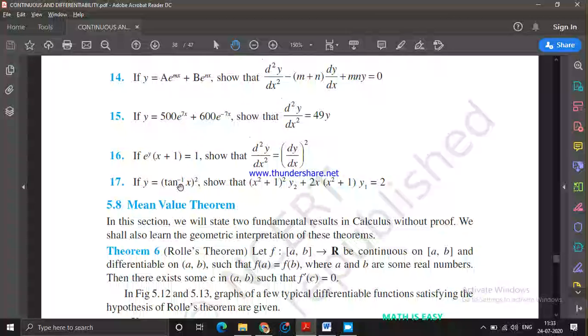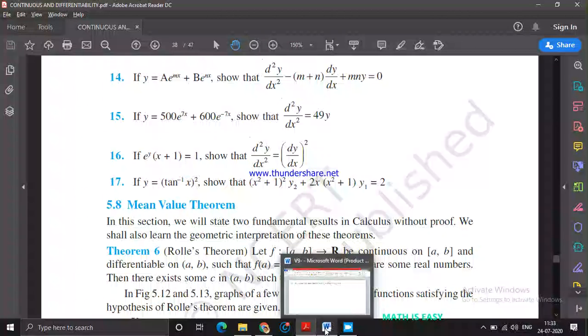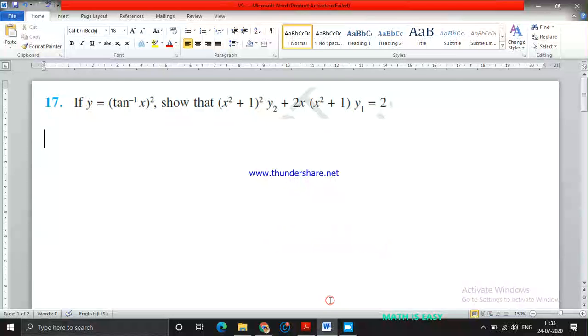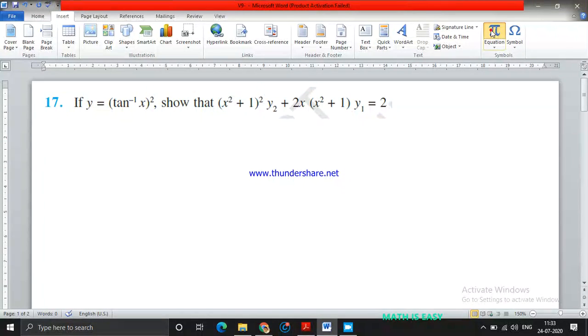y equals to tan inverse x whole square, then show that (x square plus 1) whole square y2, that means d square y by dx square, plus 2x into (x square plus 1) dy by dx is equals to 2. Okay, so as usual, first we'll go for the derivative with respect to x on both the sides.